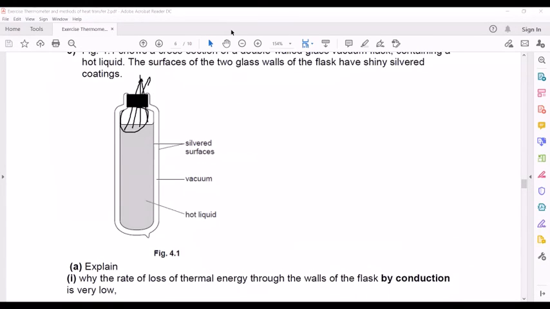Why do we have silver walls, these silver surfaces? Because silver is the best reflector, so it will not allow the heat radiation to go out. Even if some radiations are able to go out, there is a reflecting surface, the silver polish, so the radiation will remain inside or not be able to leave. Not a black surface. If you blacken the surface, black surfaces are good absorbers. So the black surface will absorb energy from the liquid, so the liquid temperature will decrease. We don't want the liquid temperature to decrease.